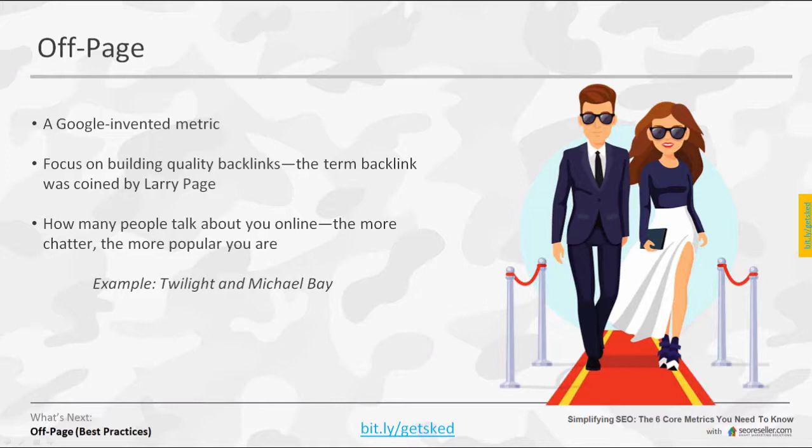The off-page group of metrics are actually invented by Google. In fact, the term backlink was coined by Larry Page. What he realized was the most important pages, the pages that were most valuable to him as a human being evaluating a website, seemed to also be vouched for by other websites on the World Wide Web. And so he thought of writing an algorithm that took a look at how many vouchers you had across the World Wide Web, how many websites were talking about you, and turned it into a metric. So the off-page group of metrics is really just how many people talk about you online, and the more chatter, the more popular you are.